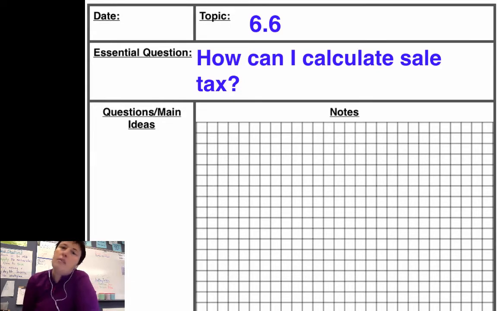Hey guys, we get to talk today about everybody's favorite topic, which is taxes. So we are still in Chapter 6, Section 6, so 6.6 is our topic. And the essential question of the day today is how can I calculate sales tax? Something useful in life that you're going to need to be able to do.